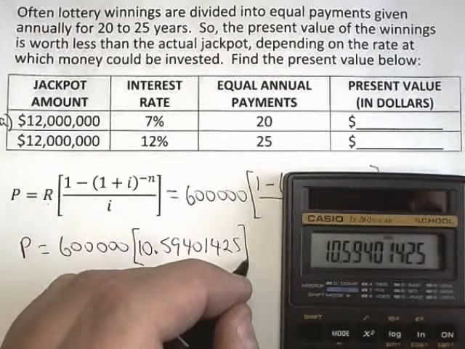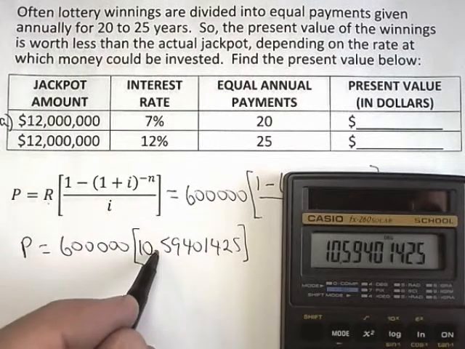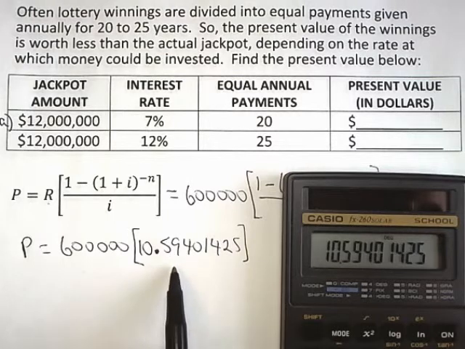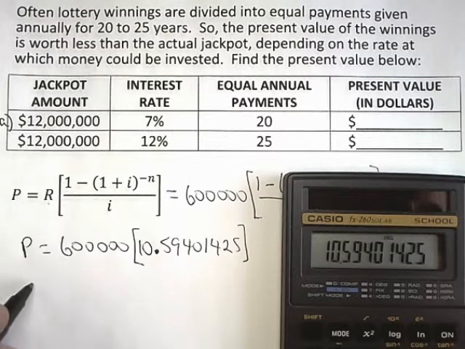10.59401425. As I've said before, if you're going to take this number out of the calculator and put it back in later, take lots of decimal places, more maybe even than you think you need, but my recommendation is never to let it leave the display of the calculator, and then it doesn't matter.